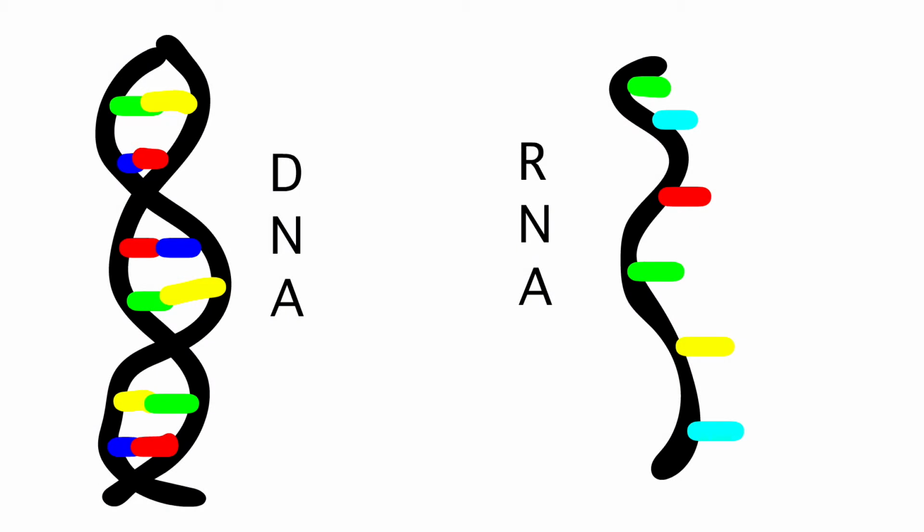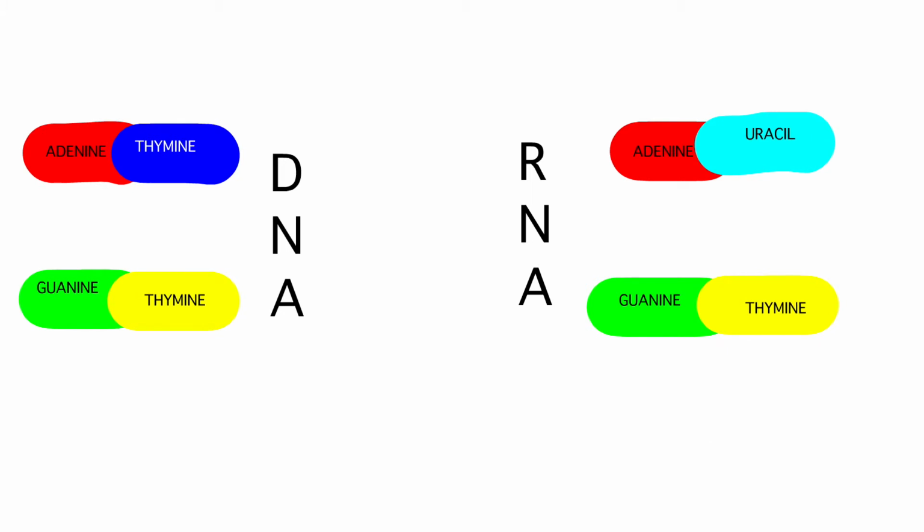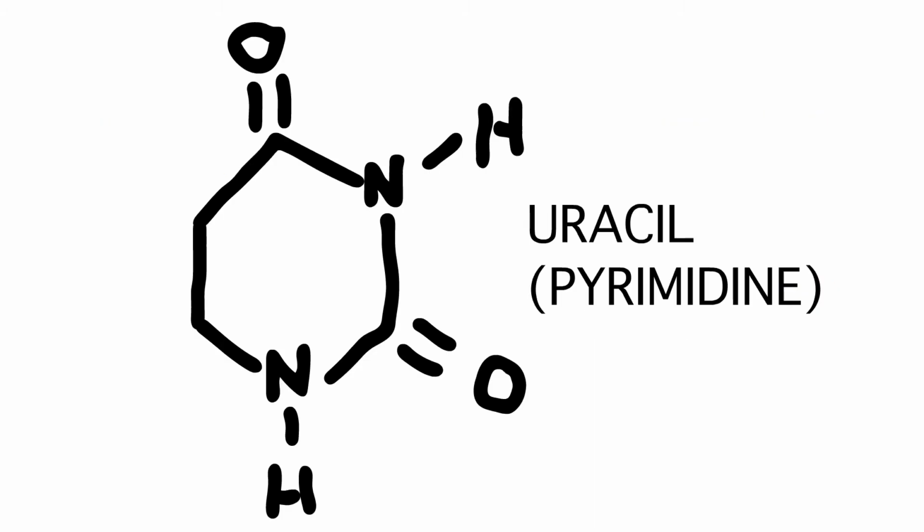Okay, before we start protein synthesis, let me point out some key differences. While DNA is made up of 2 strands, RNA is only made up of 1. That's a huge structural difference. Another huge difference is that in RNA, thymine is not one of the nitrogenous bases. Instead, it's replaced by uracil. Here is its chemical structure.